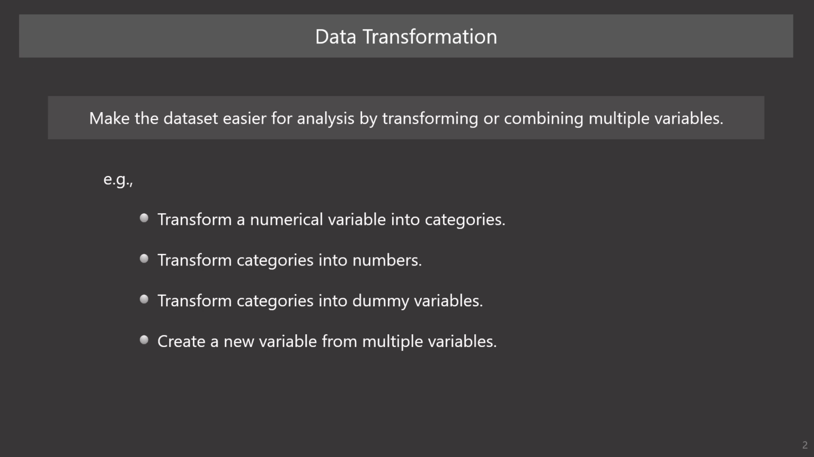Data transformation includes transforming a numerical variable into categories, transforming categories into numbers, transforming categories into dummy variables, and creating a new variable from multiple variables. This is not a comprehensive list, and covering all kinds of data transformation is beyond the scope of this course. These are just popular examples. Let me explain these examples.